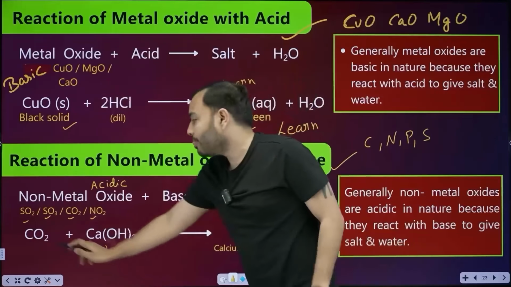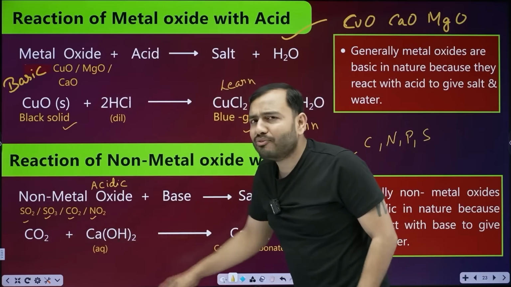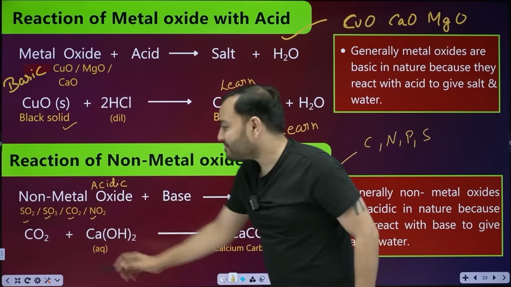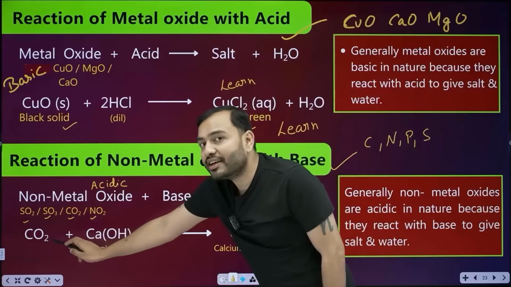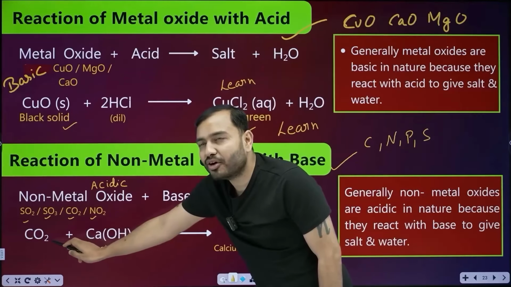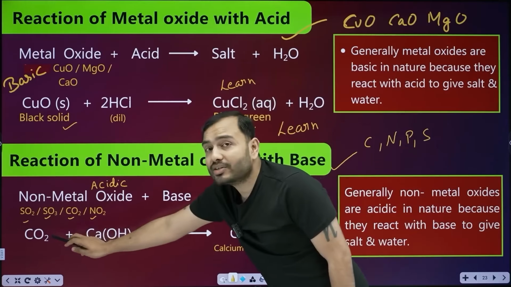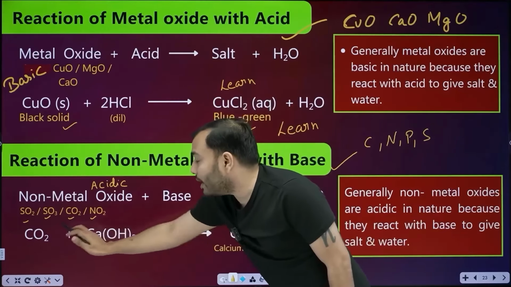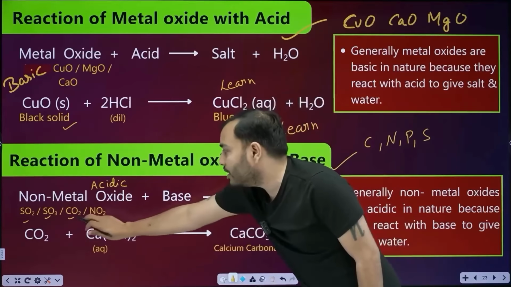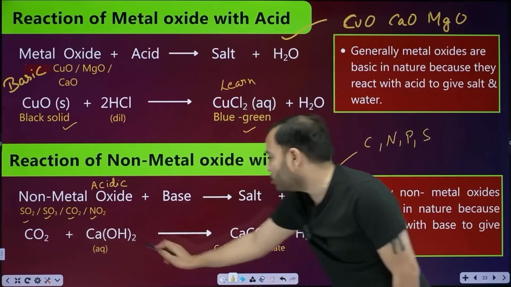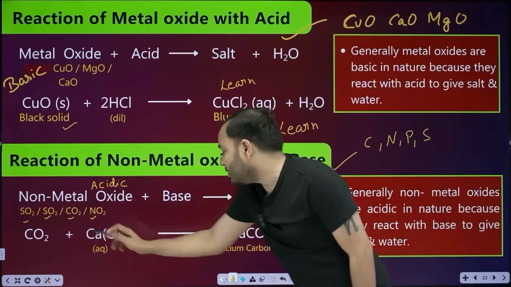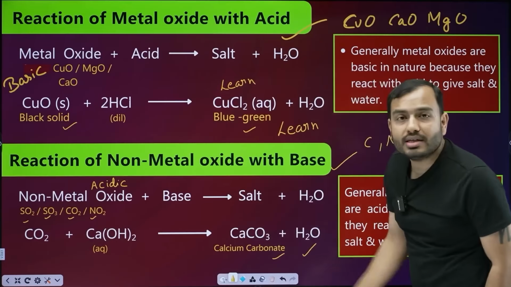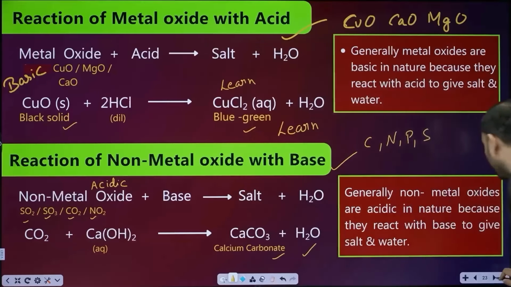Clear? One reaction is carbon dioxide with lime water. This is what we have learnt. Carbon dioxide is the oxide of a non-metal, so it is acidic, and lime water is basic. So this is an acid and base reaction. What will be formed? Water, so H2O and salt, calcium carbonate. Lime water turns milky. Is it clear? Very good.